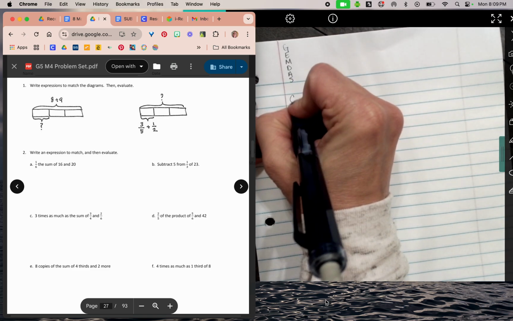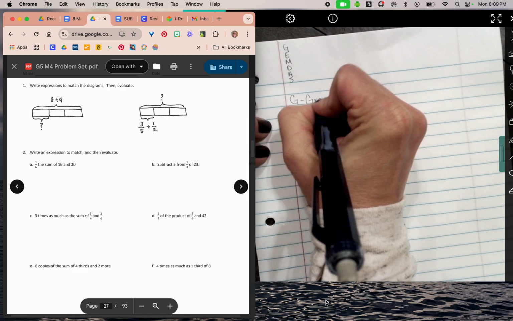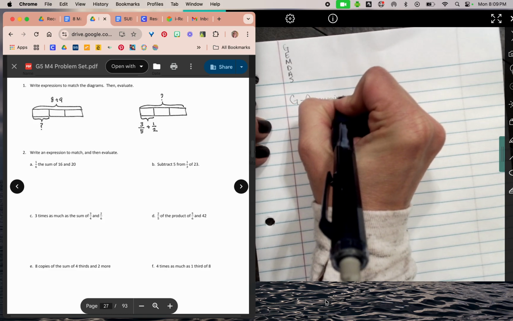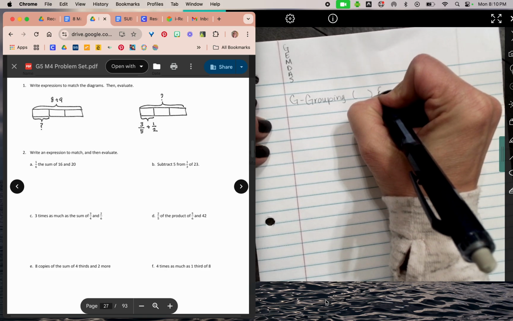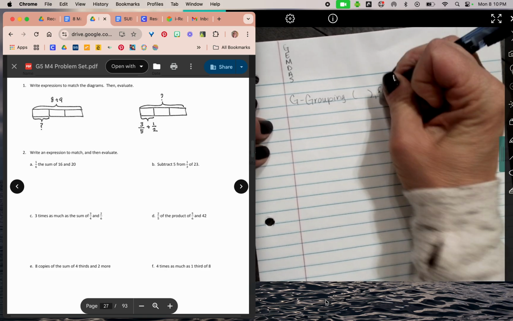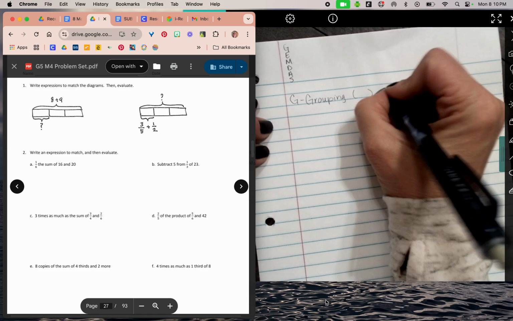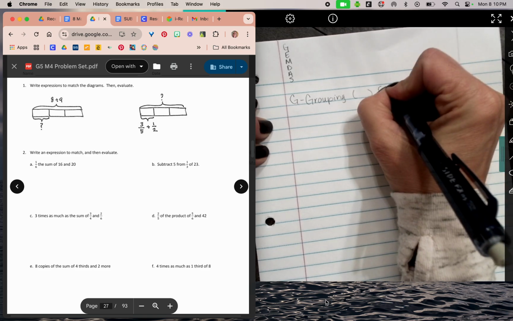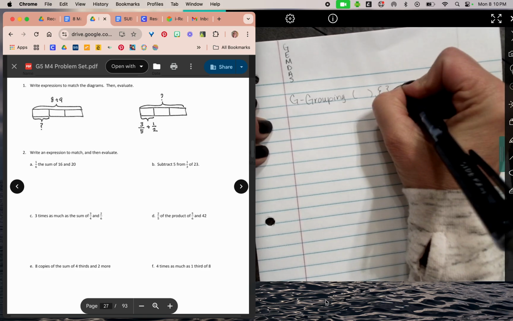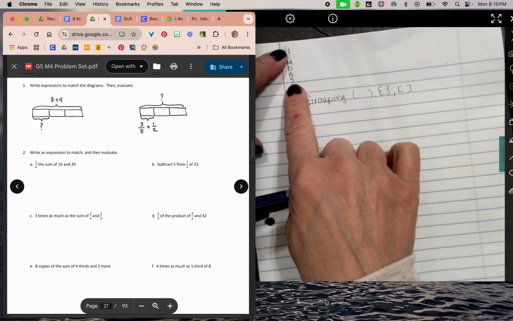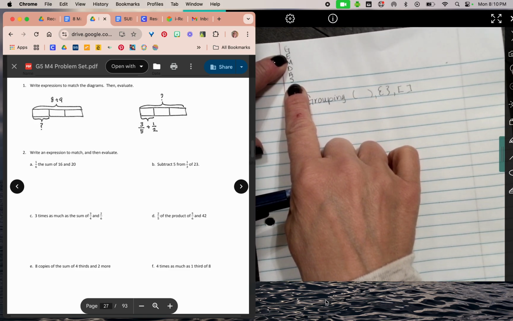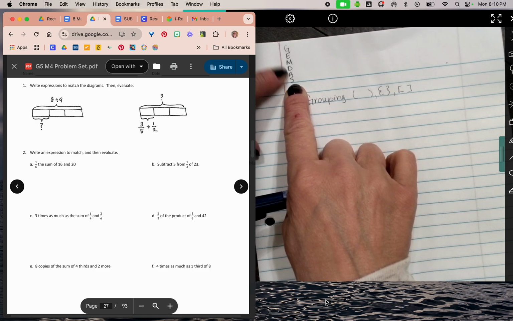So G is for grouping. And that uses parentheses, braces, and then brackets. So when we have this order of operations, we know G is for grouping, E is exponents, M and D multiplication, division, addition, subtraction. So this is the order that we evaluate everything.